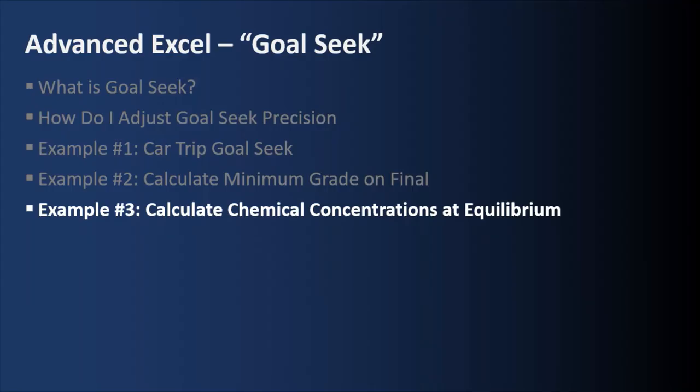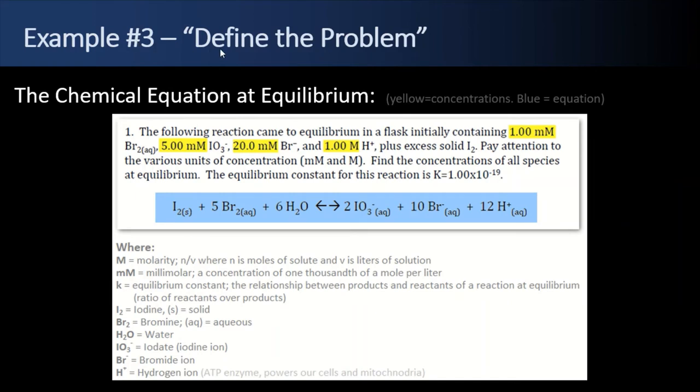And finally, example number three: using Goal Seek to calculate chemical concentrations of a reaction at equilibrium. For example number three of using Goal Seek, my sister is a college professor of chemistry, and this is a problem that she gives to her students to help them learn to use Excel and automate solving of problems. It's going to involve the chemical equation at equilibrium of a given reaction: iodine, bromine, and water. Mix them together, and then they form some ions. I don't understand all the chemical stuff, but the equations and components and what's going on.